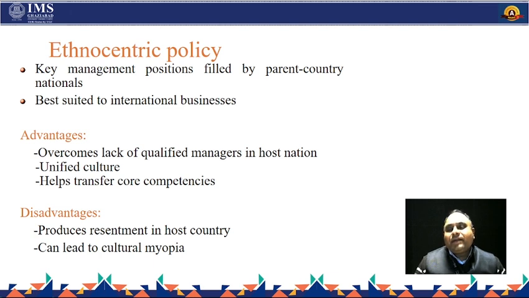What are the different advantages and disadvantages? What are the advantages that you can see? It overcomes the lack of qualified managers in the host nation. Unified culture helps transfer core competencies. What are the disadvantages? You can see that it produces resentment in the host country. It can also lead to cultural myopia. Settling with the culture becomes difficult when dealing with the parent and host country or company.